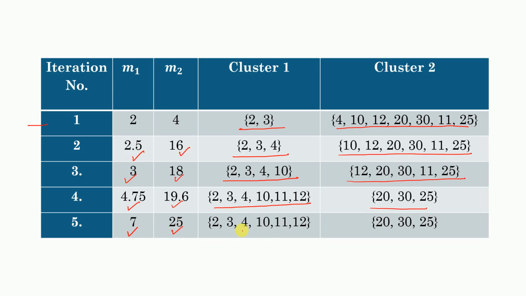Now see these two clusters, in iteration 4 and 5, these are the same. It means if we find the average of all these clusters, we will get 7 and 25. So you can choose a convergence criterion, just like the previous two clusters are the same or the centroids are the same, then you can stop the process. So finally we have two clusters. One cluster contains all these data points and the second cluster contains 20, 30 and 25. In this way you can perform k-means clustering.